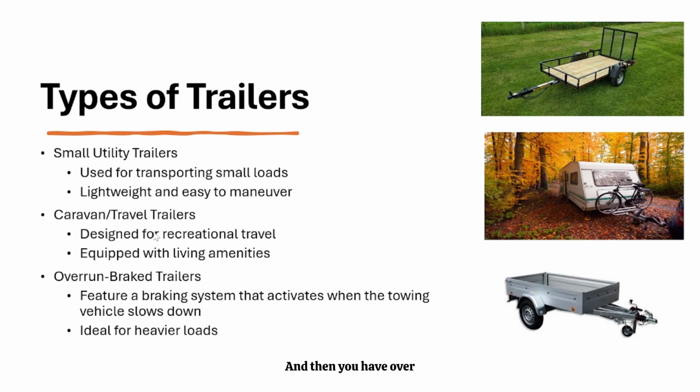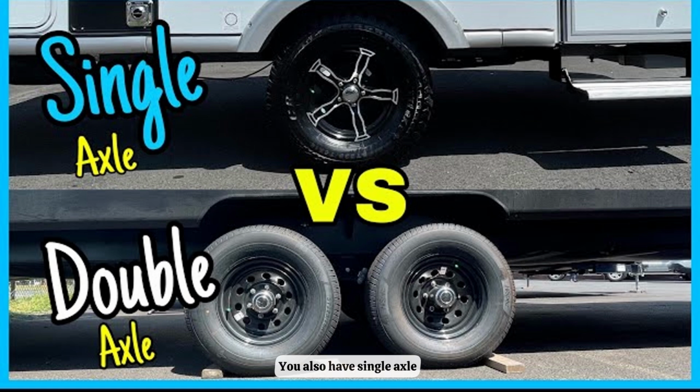You have caravan trailers. These are designed for recreational travel and are generally equipped with living amenities. And then you have overrun brake trailers. These feature a braking system that activates when the towing vehicle slows down. This is ideal for heavier loads. We'll talk about overrun trailers later in the slides. You also have single axle and double axle trailers, depending on the number of tire pairs they carry. Single axle has one pair of tires as compared to double axle, which has two pairs of tires.